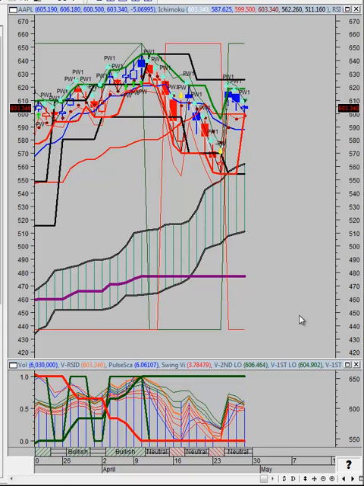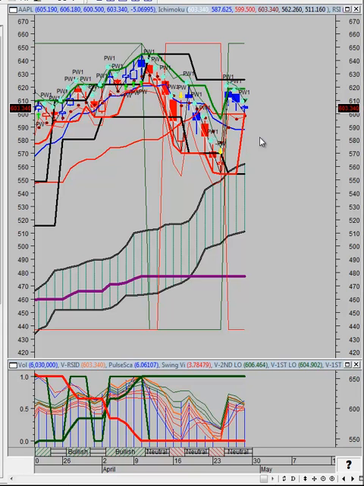All right, on to the Vulcan Report. This is the Vulcan Report for Monday, April the 30th. The chart you're looking at now is a chart of Apple Computer. Since Apple now is a major component of the NASDAQ 100, I have renamed the NASDAQ 100 the Apple DAC.